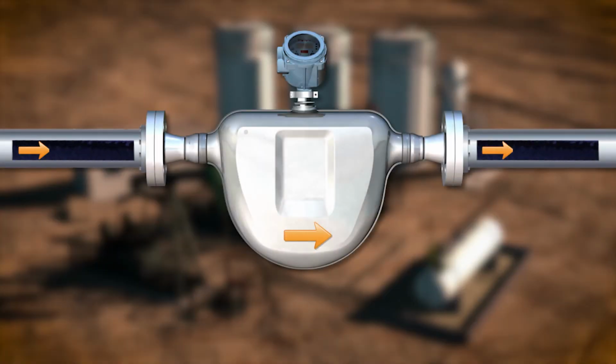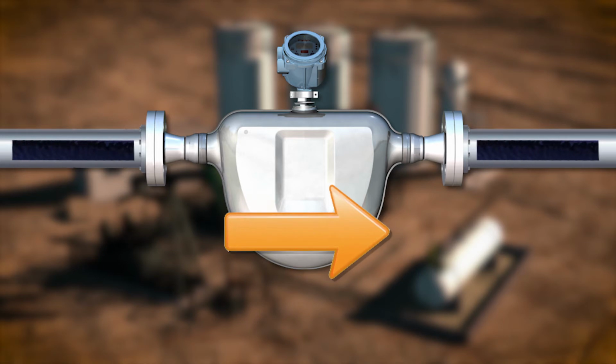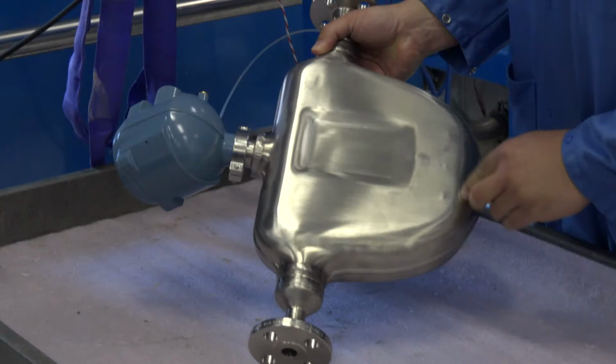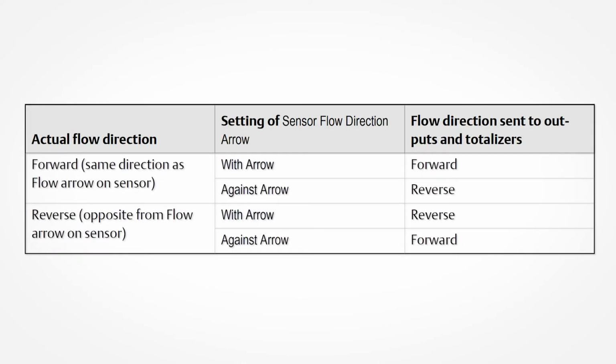The sensor works equally well with flow in either direction. The sensor flow direction arrow establishes a convention of forward flow to accommodate customers who need to be able to define forward and reverse flow for process purposes. The sensor flow direction arrow interacts with milliamp outputs, frequency outputs, and totalizer direction to control how flow is reported by the outputs and accumulated by the totalizers and inventories.